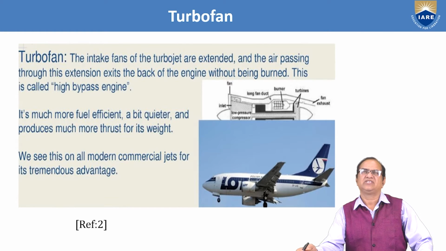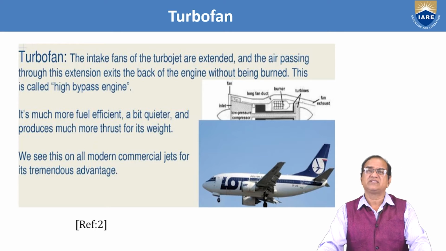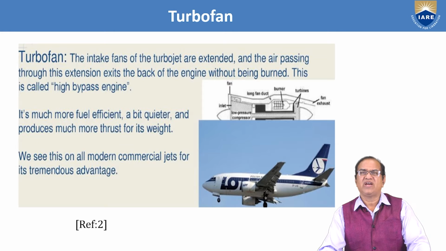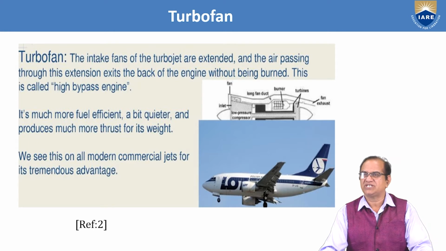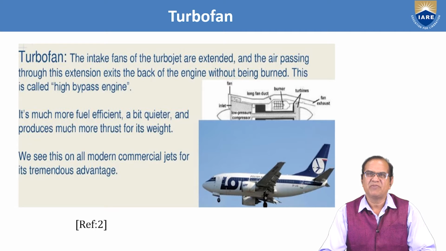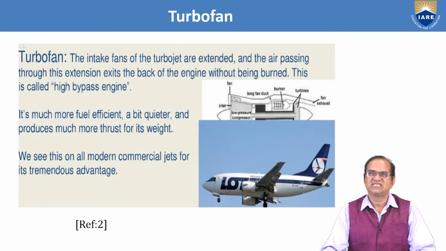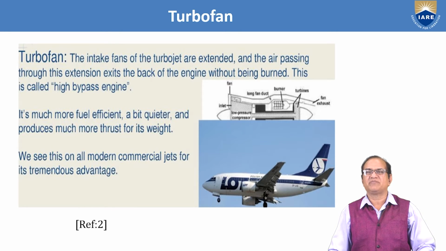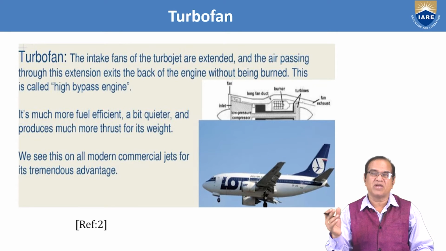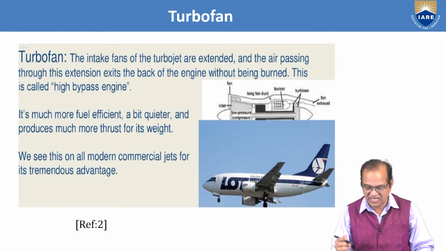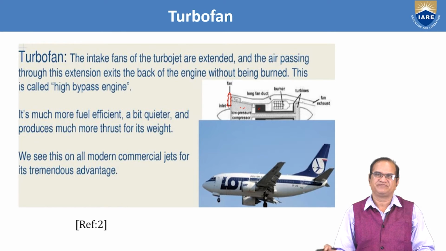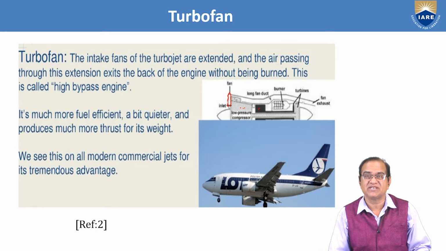Nowadays this engine is used everywhere: the turbofan engine. It is now much better than the previous turbojet engine. In the turbofan, the intake fans of the turbojets are extended, and the air passing through this extension exits the back of the engine without being burnt. This is called the high bypass engine. The normal jet was low bypass, but here we have the high bypass engine. You can see one additional fan is added here, before the compressors. This is called the high bypass ratio engine.